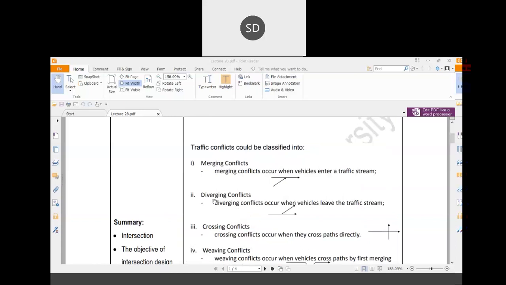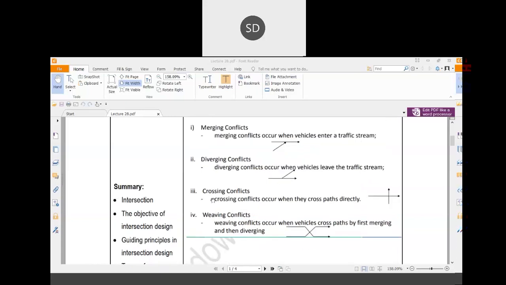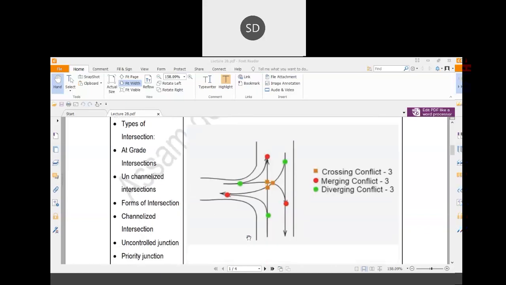So your main aim for intersection design would be to convert all these crossing conflicts and weaving conflicts to merging conflicts or diverging conflict points. Now, let us go for this example. In this example, you can see these are the traffic streams. This is a 3-legged intersection, and whether it is flared or plain, it is a plain intersection. And this is an uncontrolled at-grade intersection. So these are the characteristics of the intersection.